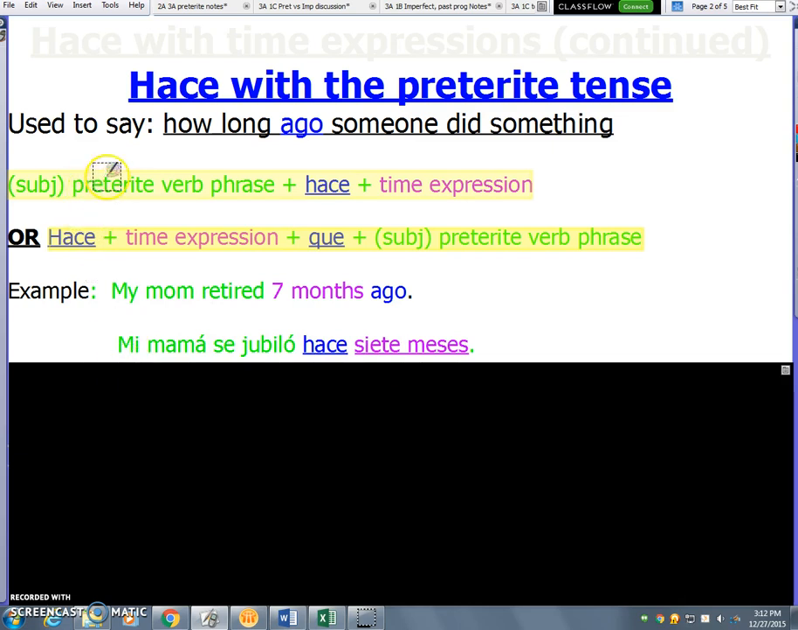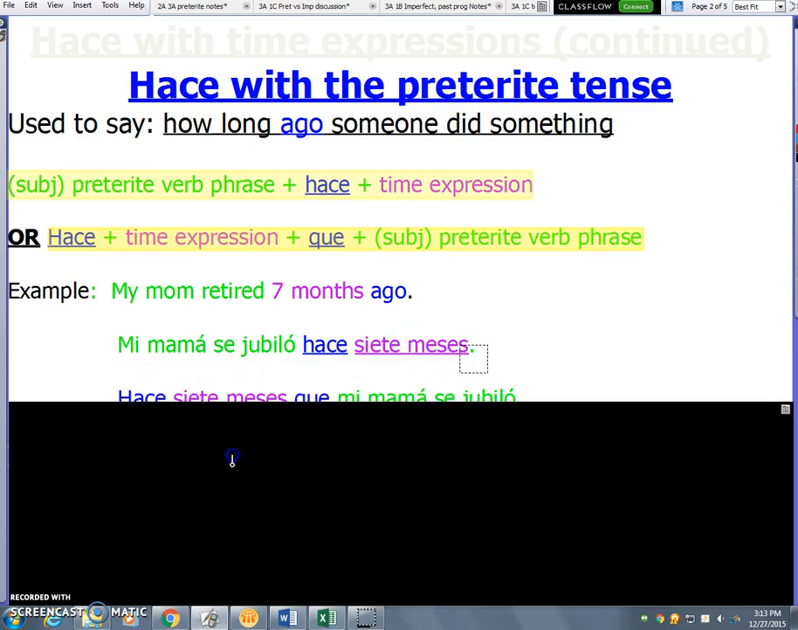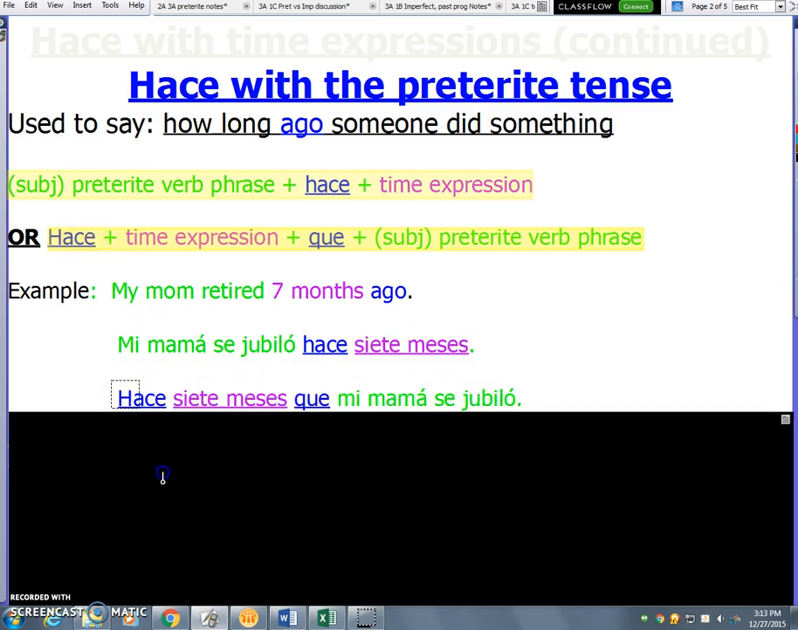This is matched after the first one. My subject is mi mamá. My preterite verb phrase is se jubiló. Retirement is one of our vocab words, jubilación, and to retire is jubilarse, so this is the preterite of that. Then hace 7 meses. If I wanted to do it this way, I would have hace, my time expression is 7 meses, que, and then my subject and preterite verb phrase, mi mamá se jubiló.